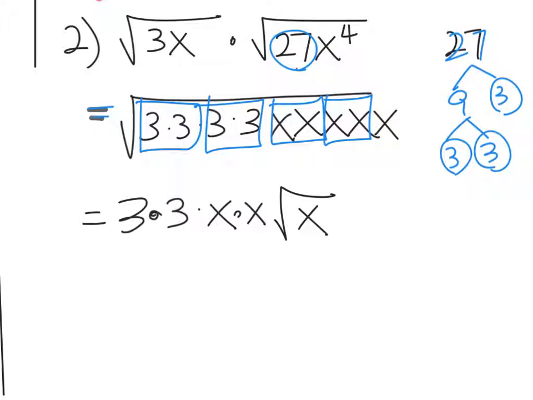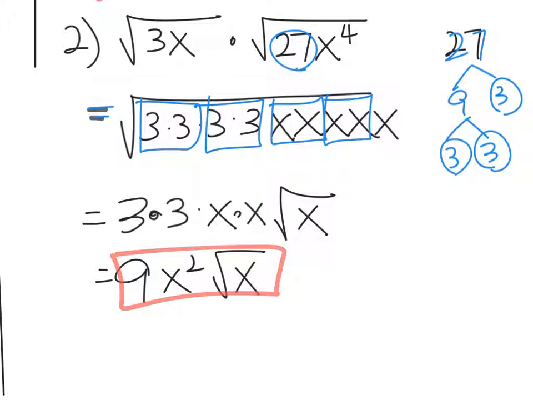3 times 3 is 9. And then x times x is x squared. Then we have square root of x. And that is your answer. That was question number 2 on your test. Okay? So make sure you box your answer. Now let's move on to number 3, and that's going to be it for today, and I'm going to give you some practice questions.